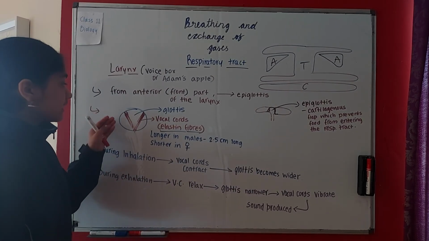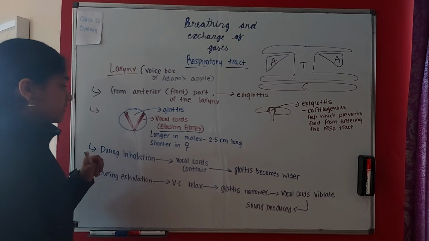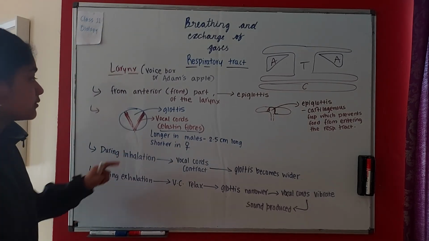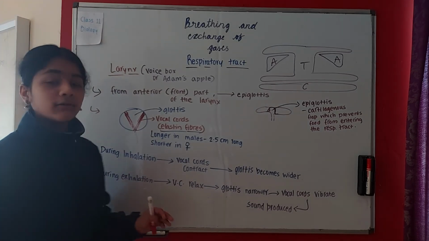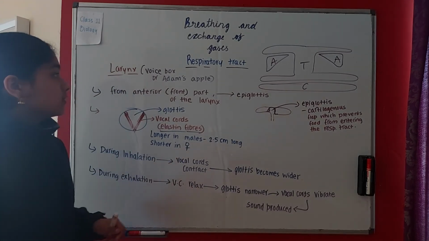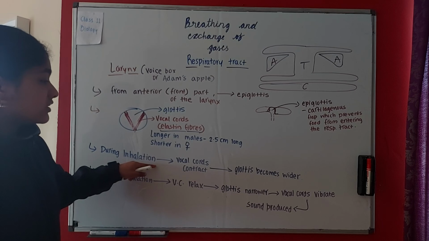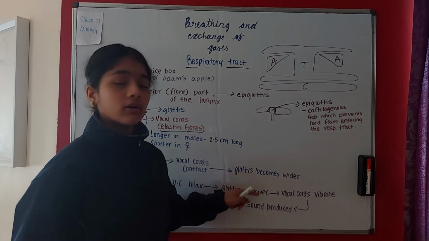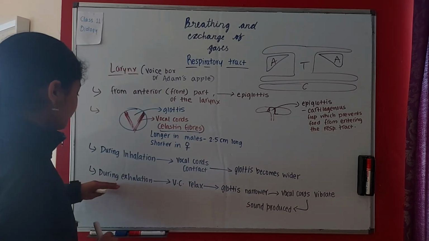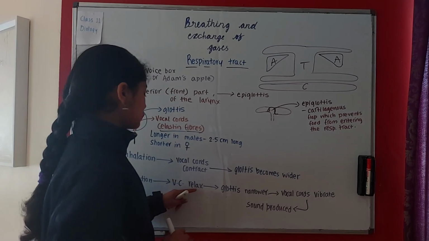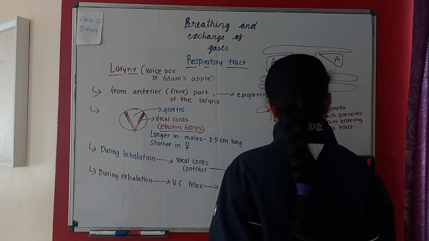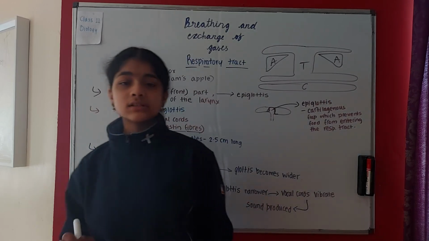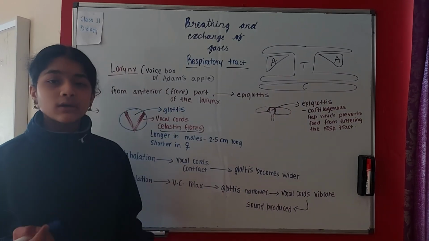And then we have taken a look at the vocal cords, longer in males and shorter in females, which are made up of elastin fibers. And finally we have talked about the sound production. So during inhalation vocal cords contract and glottis becomes wider. During exhalation vocal cords relax and glottis becomes narrower, and then vocal cords vibrate and then the sound is produced. So this is about the sound production.